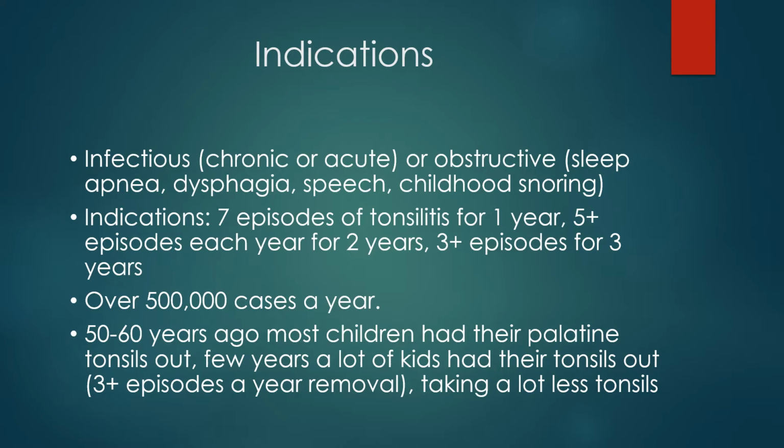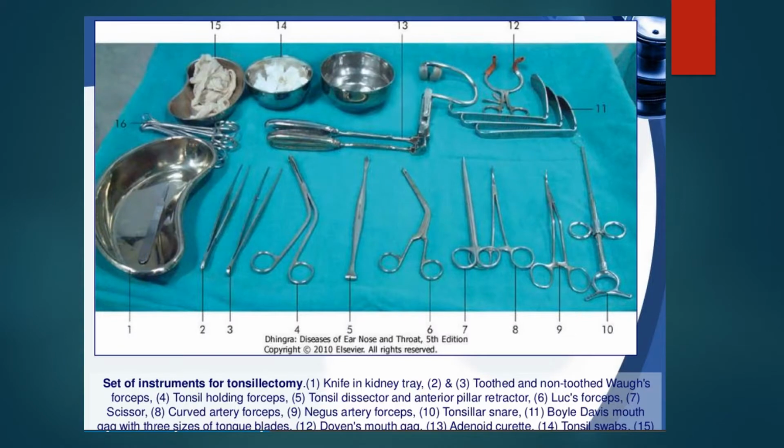This is a very common procedure done in the ENT field with over 500,000 cases a year. And believe it or not, 50 or 60 years ago, this was an even more common procedure, as children routinely had their tonsils taken out. A few years ago, the indication for tonsillitis was more than 3 episodes per year, which indicates removal. So comparatively speaking, right now we're actually doing fewer tonsillectomies than we have done in the past.